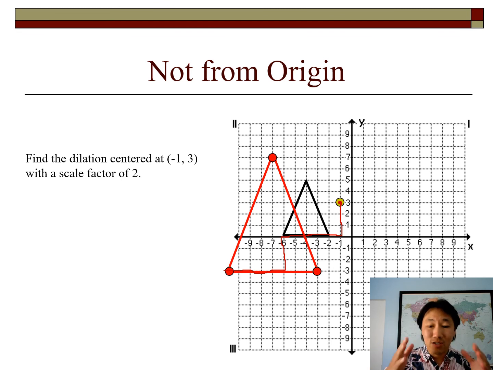That's it. That's dilation, just making it big or small by multiplying. All right, or by counting. All right, short notes. Go ahead and do your homework.